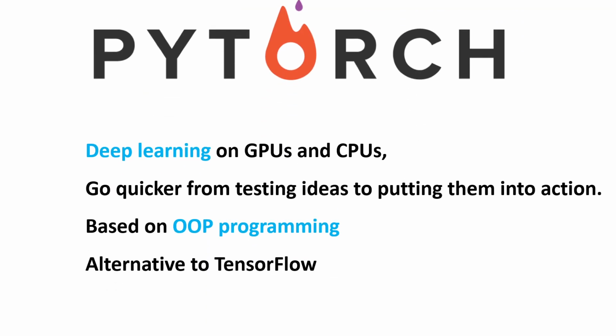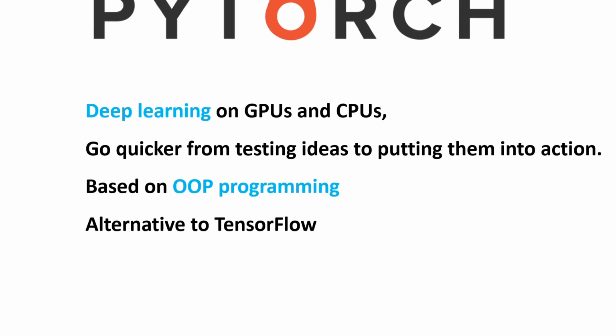Next library is PyTorch. It is a powerful tool for machine learning, making it quicker to go from testing ideas to putting them into action. It is a specialized library for deep learning on GPUs and CPUs, serving as an alternative to TensorFlow.